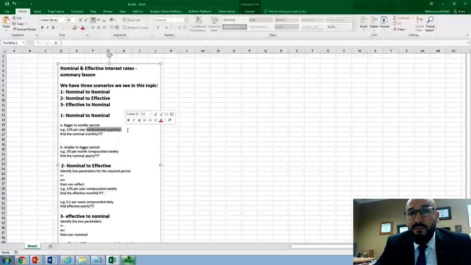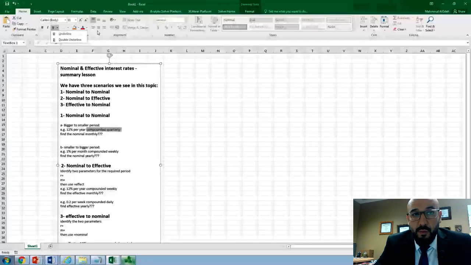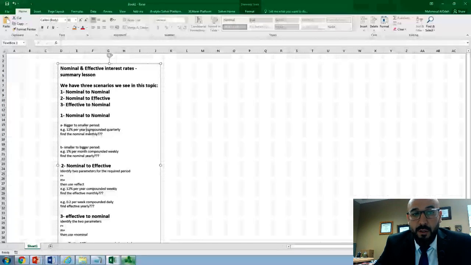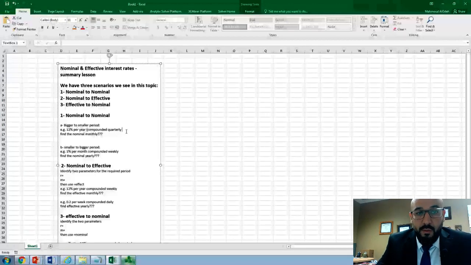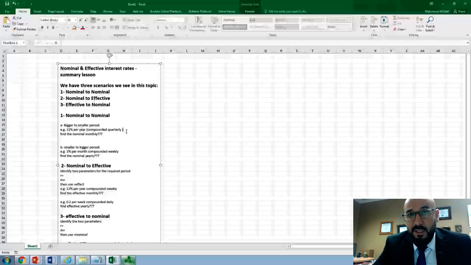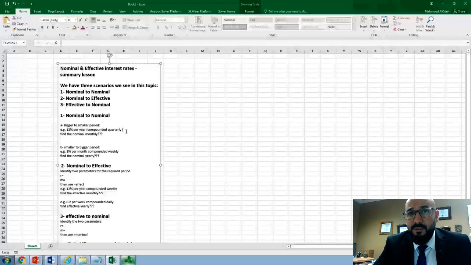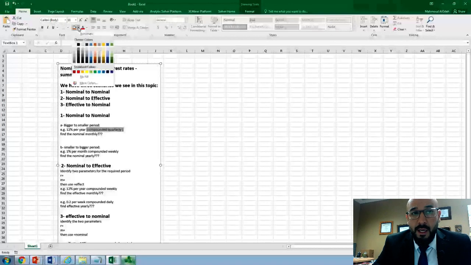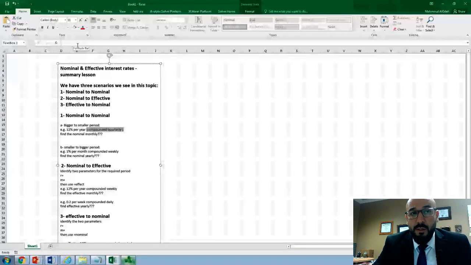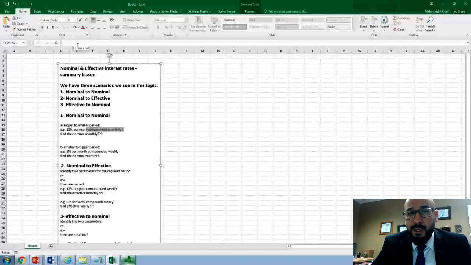What I would recommend, if you're going from nominal to nominal, see this segment right here, we ignore this. We just ignore it, we say that this is not important. We ignore it because this is only for the effective interest rate. We use this part to find the M in the effective interest rate. As long as you don't do effective interest rate, ignore that, and just this will tell you that this is a nominal.